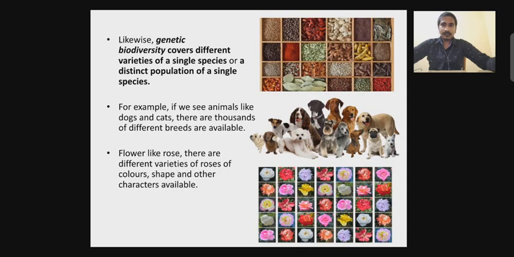Likewise, genetic biodiversity covers different varieties of a single species. For example, you can see there are breeds of dogs, or the rose flowers. They all belong to the same category but are of different varieties. The rose flower has pink varieties, red varieties, white, etc. And among the dogs, I am pretty much sure you all must have domesticated a dog sometime or the other in your house, right? So you can get a whole idea from this that genetic diversity results in the variety or the uniqueness of a species.